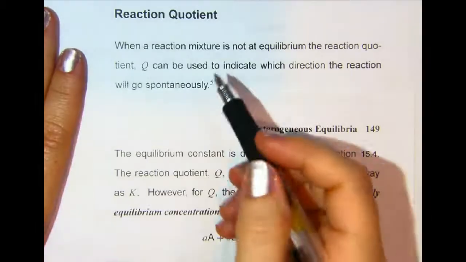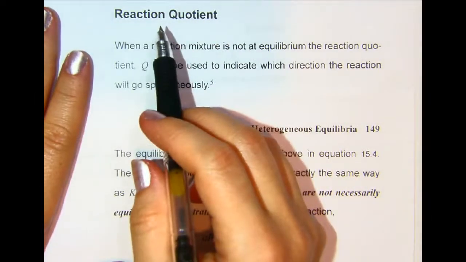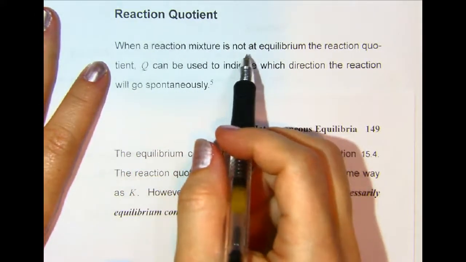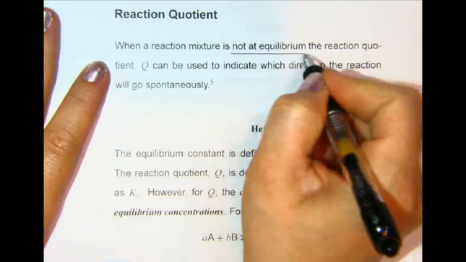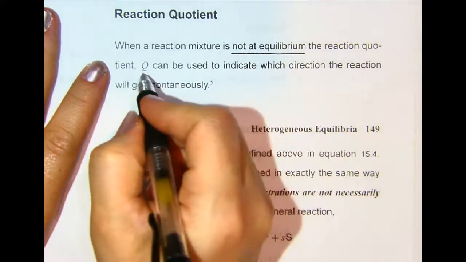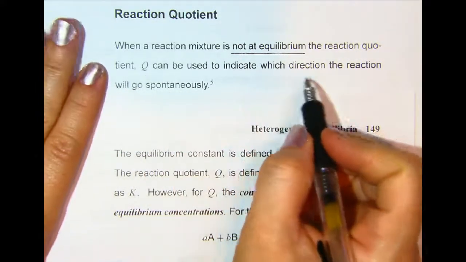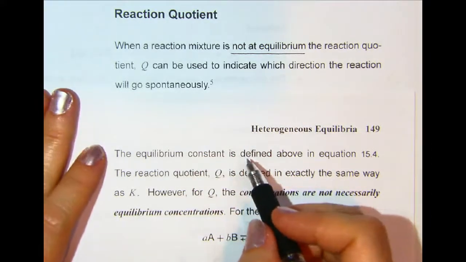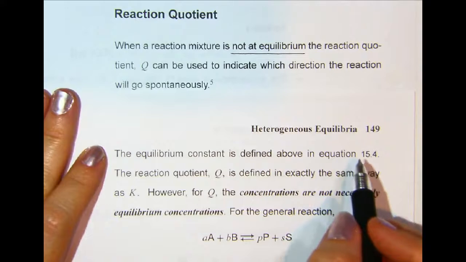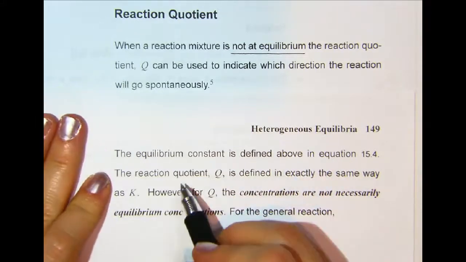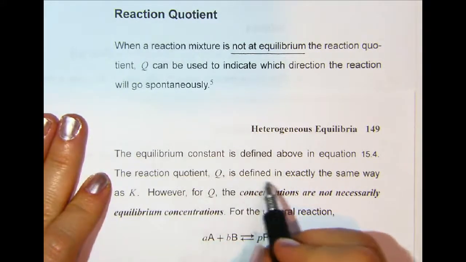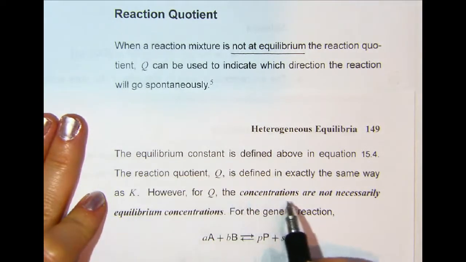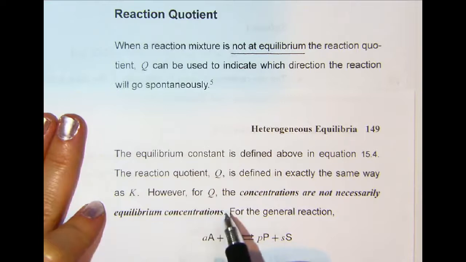Therefore, my final answer is just Kc is equal to the concentration of sodium hydroxide squared times the concentration of hydrogen. Now we're going to move on to a concept that's called the reaction quotient. When a reaction mixture is not at equilibrium, the reaction quotient, or Q, can be used to indicate which direction the reaction will go spontaneously. The equilibrium constant is defined above in equation 15.4. The reaction quotient Q is defined in exactly the same way as K. However, for Q, the concentrations are not necessarily equilibrium concentrations.